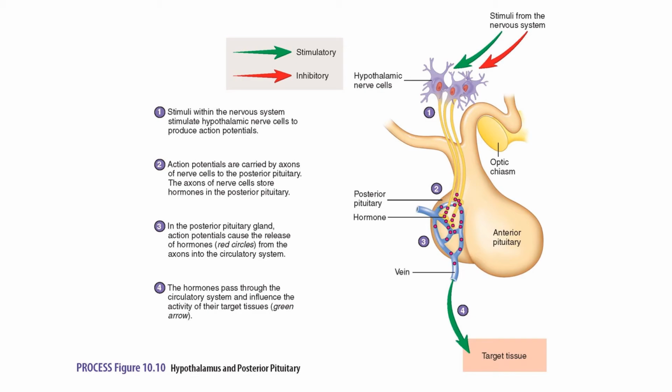Okay, so the endings of the nerves, no, meron silang connection within the posterior pituitary hormone or pituitary gland. So, in the posterior pituitary gland, action potentials cause the release of hormones. Yun yung mga red-red na nakikita nyo from the axons and into the circulatory system. So, the hormones pass through the circulatory system and influence the activity of their target tissues. Okay, so more on neuronal stimuli siya.